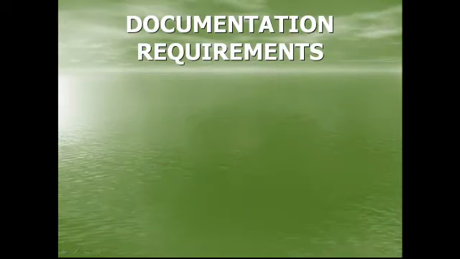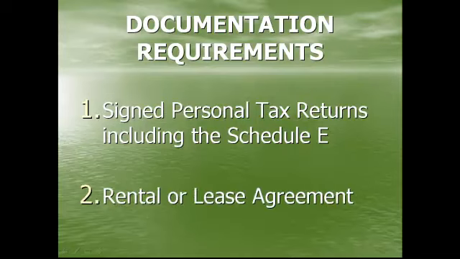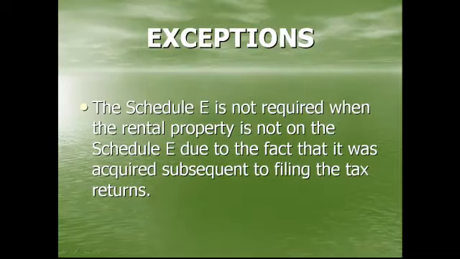First thing we're going to discuss is the documentation requirements that an underwriter has in order to prove rental income. First thing, signed personal tax returns including the Schedule E. The Schedule E is the tax document where rental income is determined. And the second one is much easier and much more self-explanatory, a rental or lease agreement. There's exceptions to those documentation requirements.